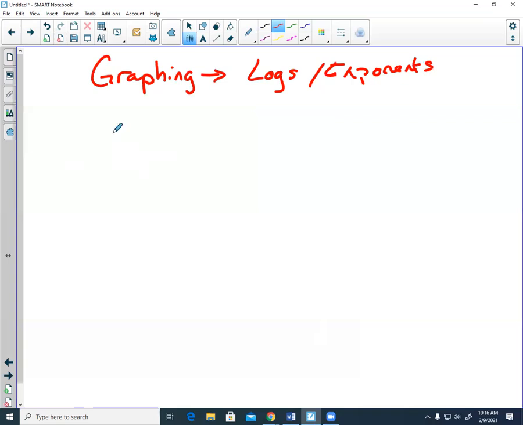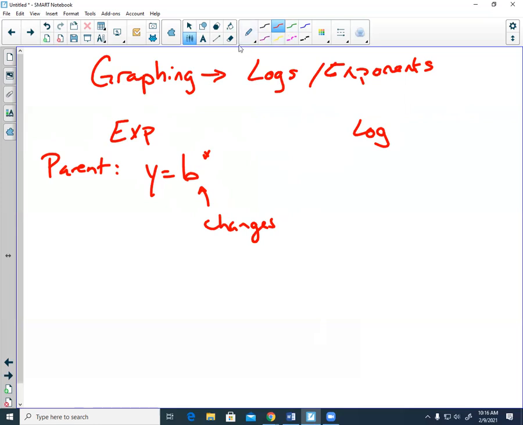Okay? So let's start out talking about the parent functions of exponents and compare it to the parent function of a log. So the parent function of an exponent is y equals b to the x power, and this changes. Remember, if b is bigger than 1, this is exponential growth. If b is between 0 and 1, this is exponential decay. You remember we talked about that in section 6.2 quite a bit. Honestly, you don't even need to know that for graphing because the graph will take care of itself.